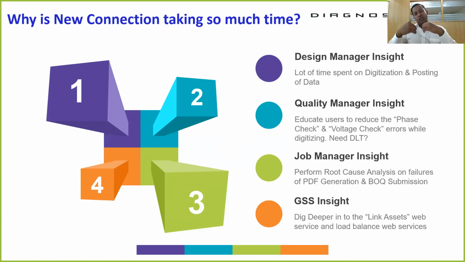Then we went on to the job manager to identify the jobs which might be causing the delays. And finally, we landed in the GSS dashboards, which helped us identify the web service and the load balancing problem, which might also be a contributing factor. Now, these actionable insights can then be leveraged to make my business process more efficient.